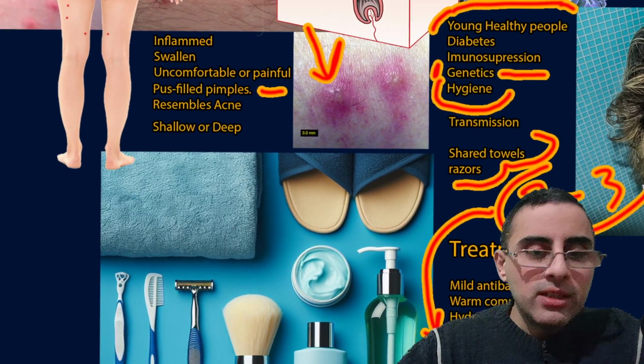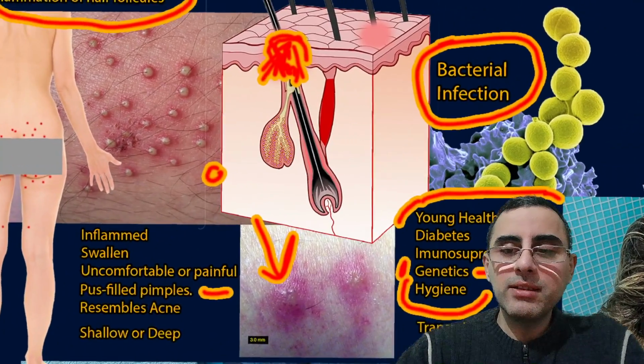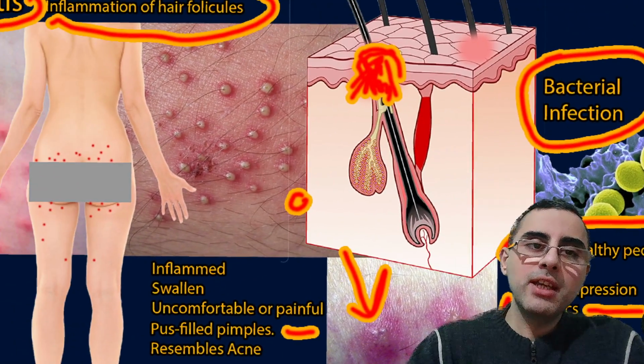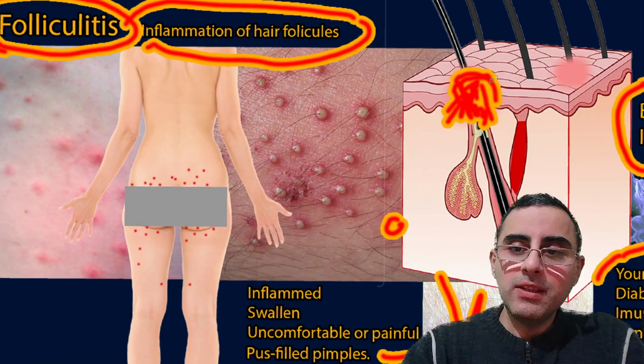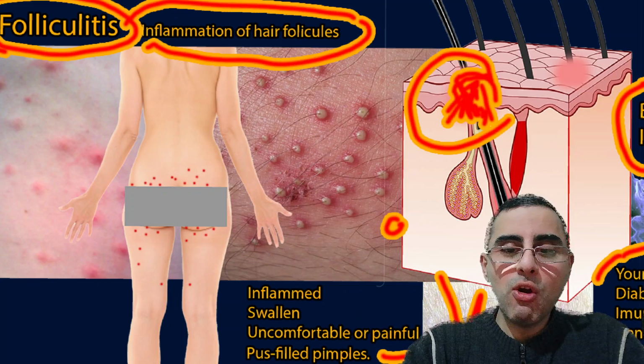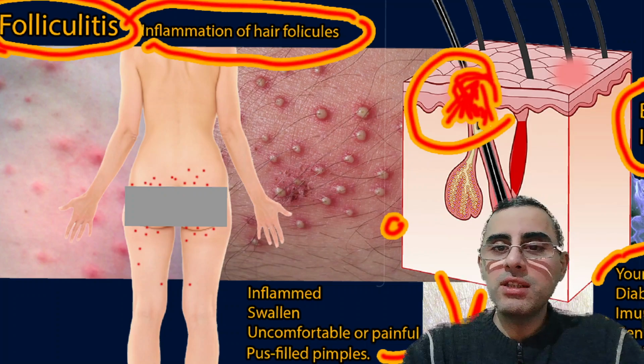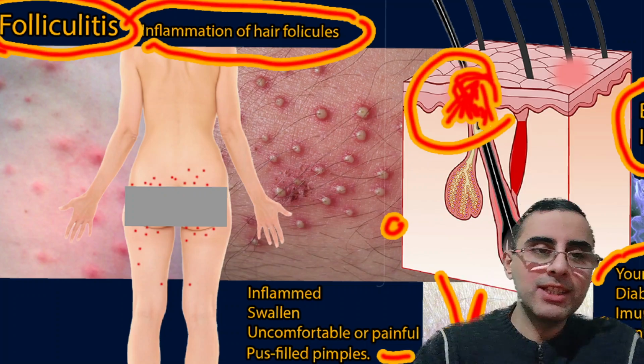Prognosis is usually good. In this case, it's a bacterial infection. We should remember it. And what is important is that it's inflammation of the hair follicle, and it's a very common condition. If a person has folliculitis, it does not always mean that it's a matter of hygiene. More commonly, it's a matter of genetics.